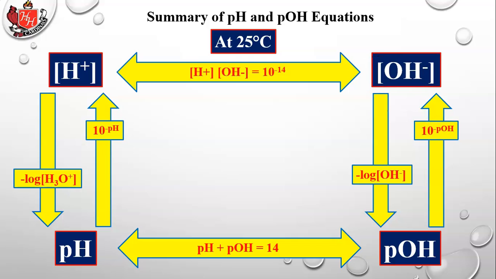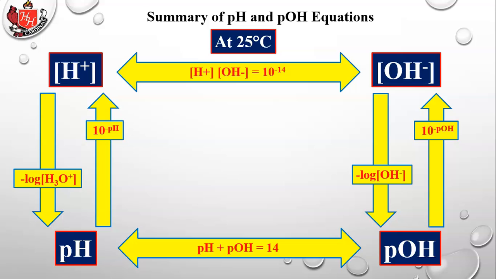All right, so here's kind of a roadmap to show you these relationships. So let's look at the top. If you have hydronium concentration and hydroxide concentration and you want to get between them in one direction or the other, it's just H plus times OH minus equals 10 to the minus 14th. Down at the bottom, if you want to get between pH and pOH, it's simply pH plus pOH equals 14.